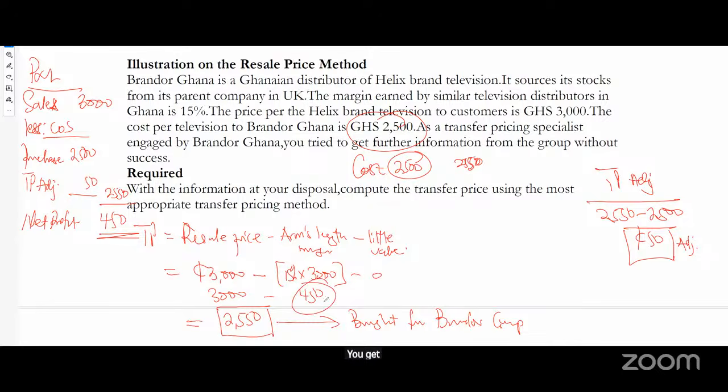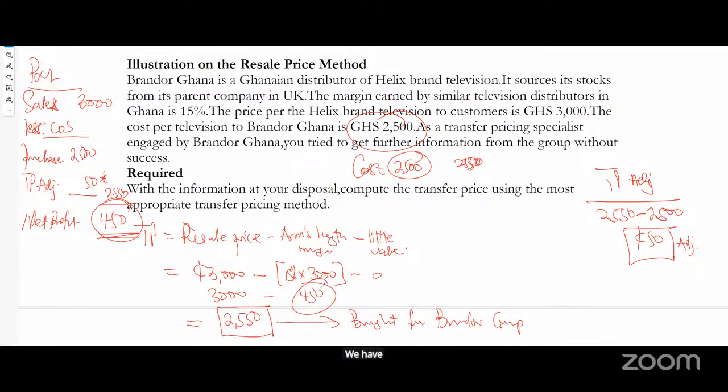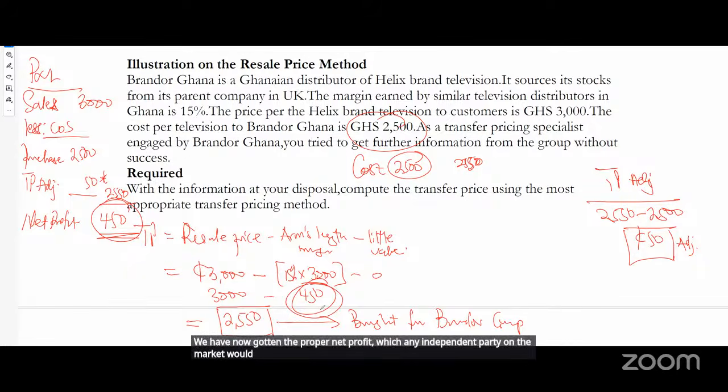Which is the same as the arm's length margin that we would have gotten. If this adjustment wasn't done, we would have had 500, which is the profit they had before. So the profit was overstated. But by adding this transfer pricing adjustment, we have now gotten the proper net profit which any independent party on the market would make on a similar transaction like this. So this is all about the resale method, nothing else.